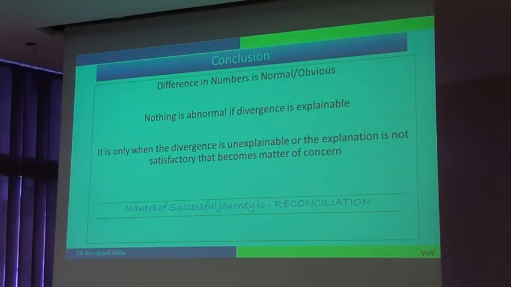And nothing is abnormal. I said a difference of 1 crore, 2 crore, or 50% deviation is also not abnormal if you have a reconciliation. Only when the divergence is unexplainable would it be an issue. So the mantra of your finalization of accounts or record keeping is reconciliation. Like in life we reconcile with each other, if you reconcile the data, then you will be sailing through with your books of accounts compliances.